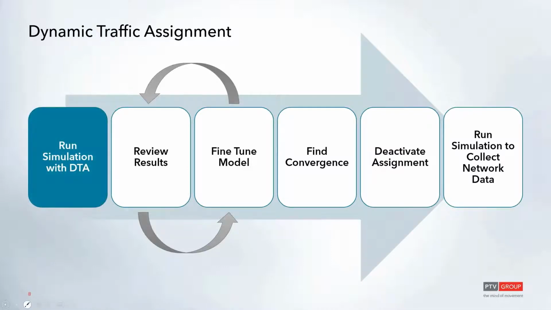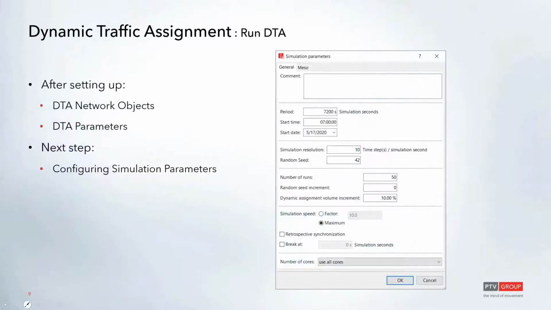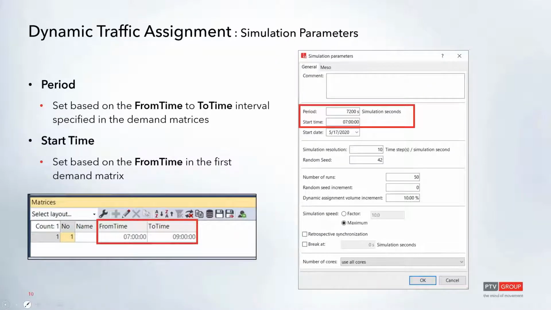So first up, we'll take a look at how we can run DTA once we've set up all of our network objects and parameters. Most of this setup will be done within the simulation parameters window itself. The first part here is going to involve setting up the time period, so setting up how long that simulation duration will be, as well as the start time.